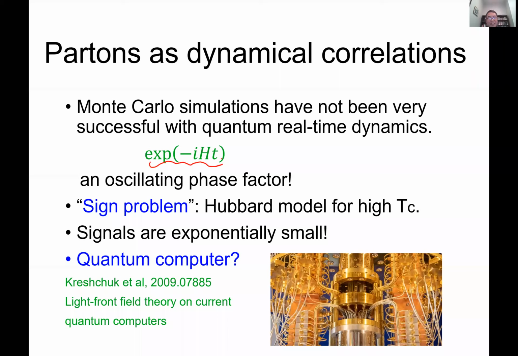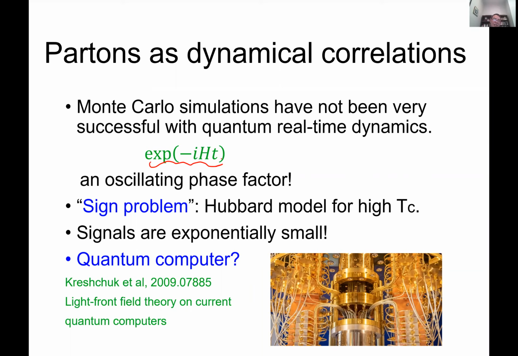The famous example in condensed matter physics is the Hubbard model, and it has a sign problem. That's why even today, we don't know what the phase diagram is. In other words, we can't calculate for sure the phase diagram of the Hubbard model, whether it explains high Tc or not. It's because the sign problem is very, very difficult to solve, and the signals, when you calculate, are often exponentially small.